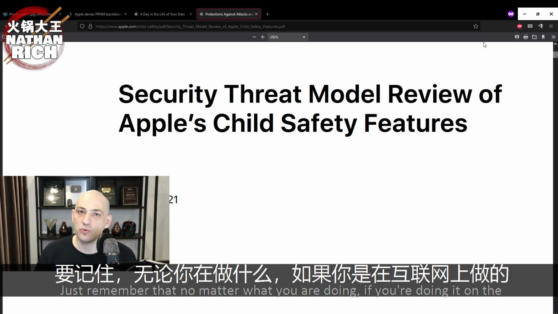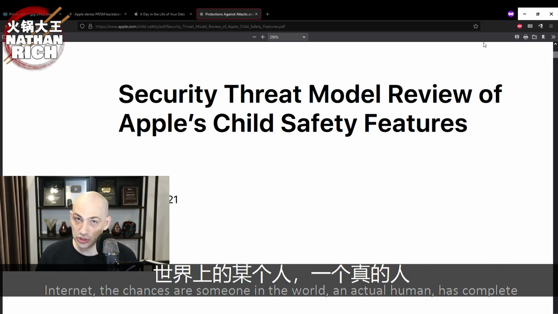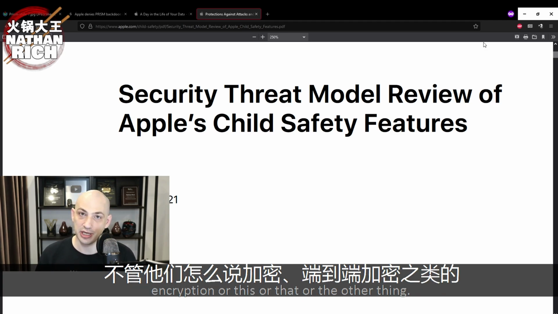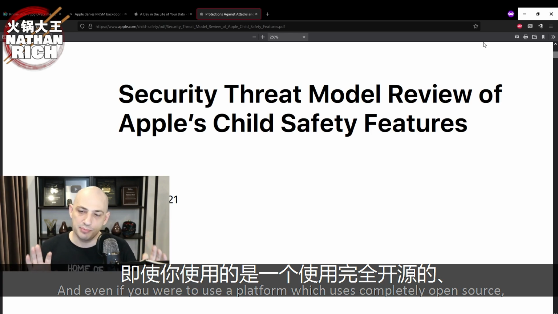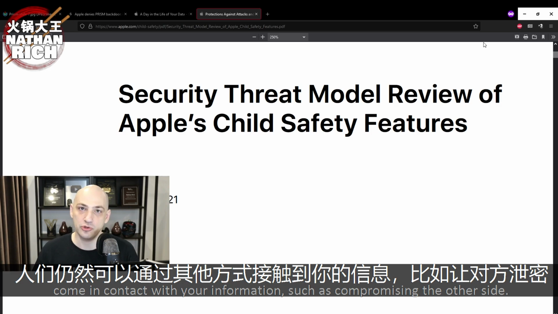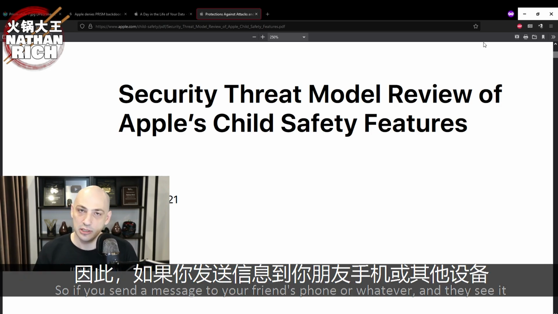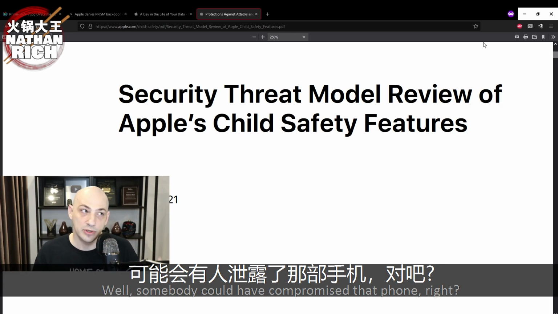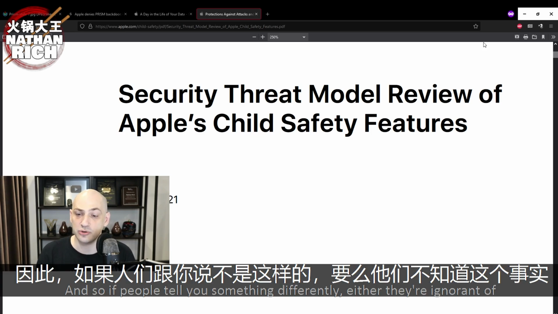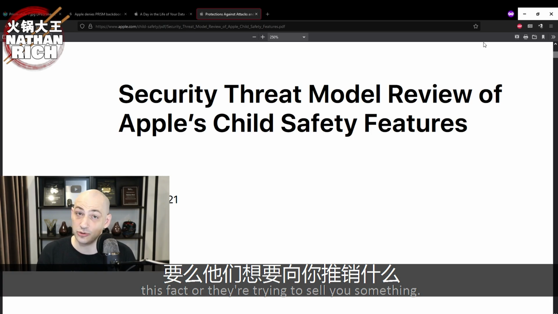Just remember that no matter what you are doing, if you're doing it on the internet, chances are someone in the world, an actual human, has complete access to that, no matter what they say about encryption, end-to-end encryption, or this or that or the other thing. And even if you were to use a platform which uses completely open source, well-known, well-devised encryption, there are still other ways for people to come in contact with your information, such as compromising the other side. So if you send a message to your friend's phone or whatever, and they see it and everything along the path is totally secure, well, somebody could have compromised that phone, right? The point is, there is no such thing as privacy on the internet. It does not exist. And so if people tell you something differently, either they're ignorant of this fact or they're trying to sell you something.